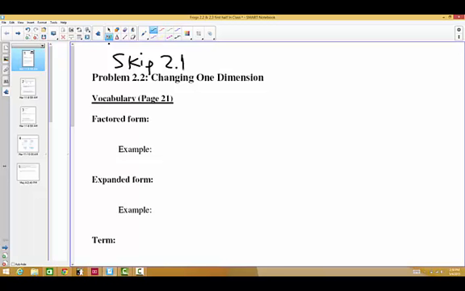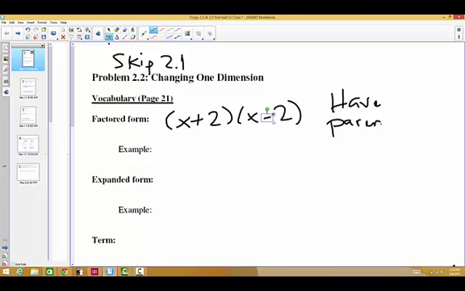So the vocab in your book on page 21 explains the difference between factored form and expanded form. Factored form is the form where you have the two parentheses. So this is an example. And expanded form is where you do that FOIL method, that first, outer, inner, last.